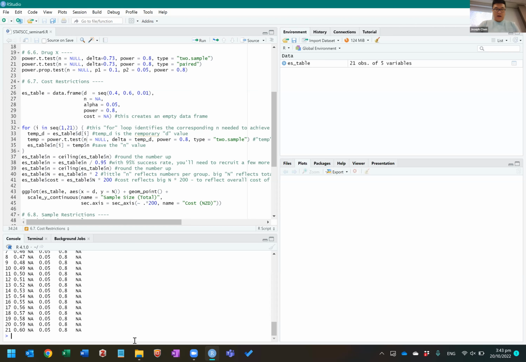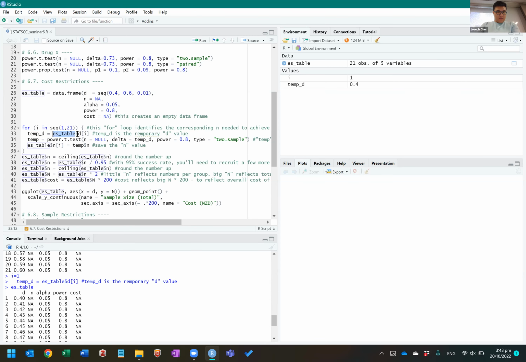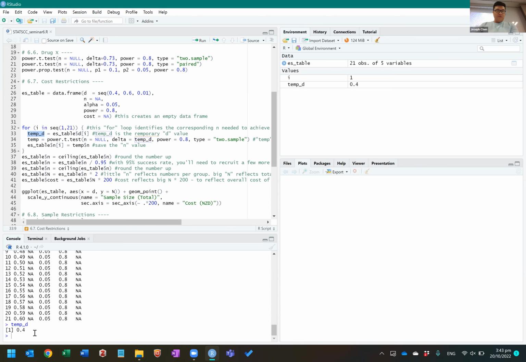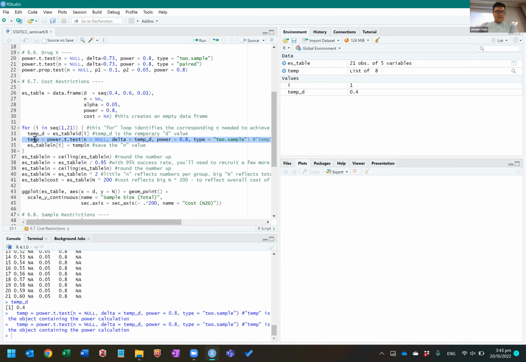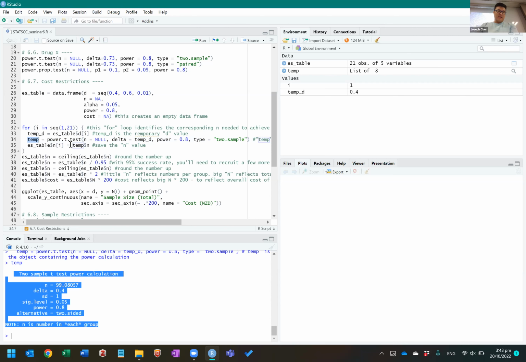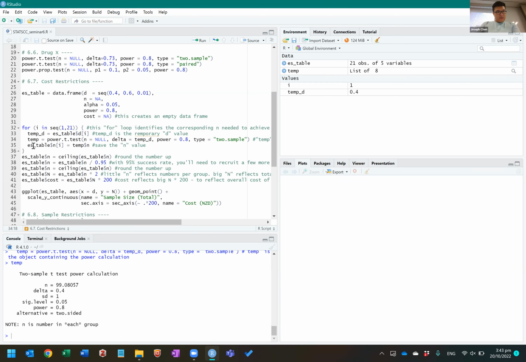So if I run this, let's just put i equals 1. For those of us who aren't as familiar in coding, this is how I test for loops. So temp D is this, ES table. So what is ES table? ES table is this thing. And then when you do ES table D, it means you're taking this factor, and then you're taking the ith value, which is 0.4, because it's the first value. So temp D is 0.4, and then you just grab this, and then temp becomes this massive object. It's not that massive. And then you ES table n.